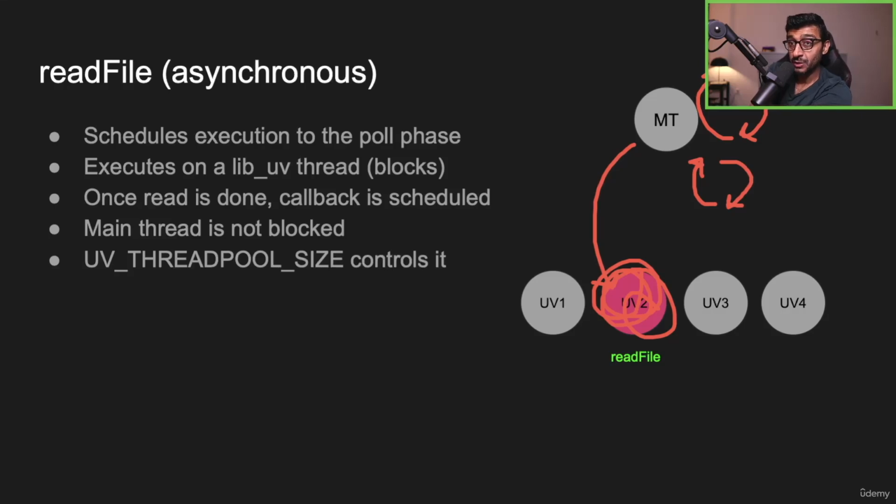I just schedule a read, and I schedule it to run in the poll phase. It says, hey, I want to do a read, and it says, sure. I'm going to do two things: schedule the actual execution of the read and schedule a callback. The callback, by default, is not ready until the read is complete. We execute this in the libuv thread, and all of this is done magically by Node.js.